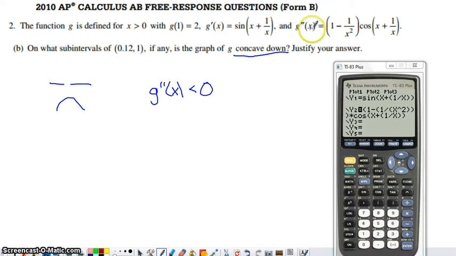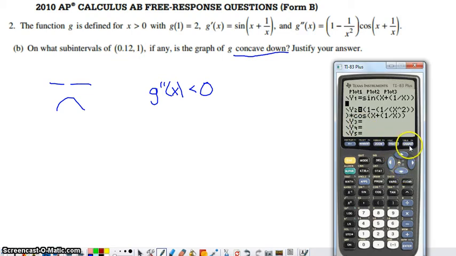Now, we have g double prime given to us. What you could do is you could try to build the sign chart for g double prime by hand the way you normally would. What you see I'm ready to do here though is I'm ready to graph g double prime, and I'm going to look at that graph and try to see if I can determine for what portion of this interval that graph is less than 0. So I'm going to do this with the calculator as well.